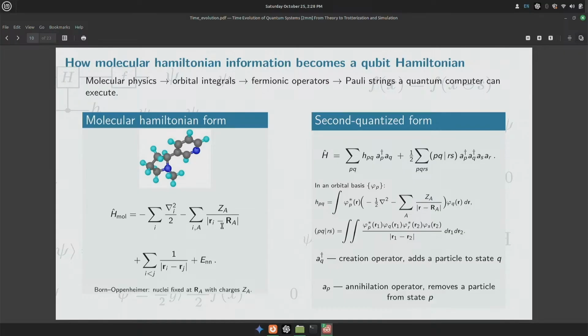There are also a lot of procedures and mappings that are already available. But this is kind of the standard way to do it. So first we have the molecular Hamiltonian form. So I think how many of you have heard? All right. So where you have the two terms.